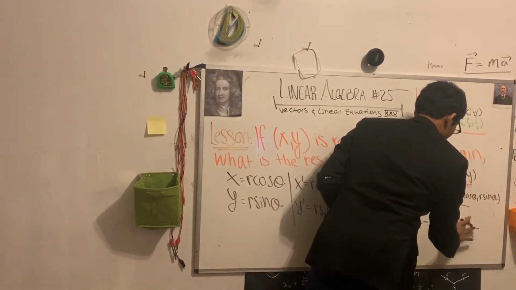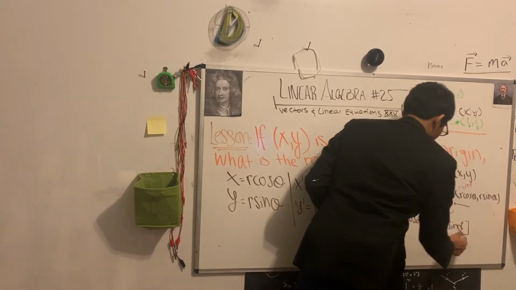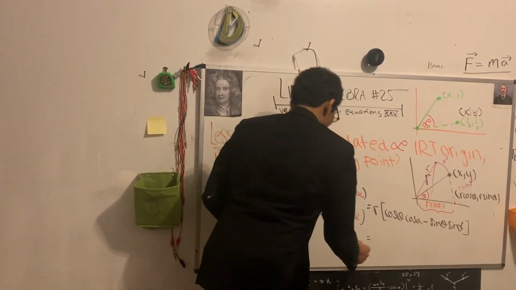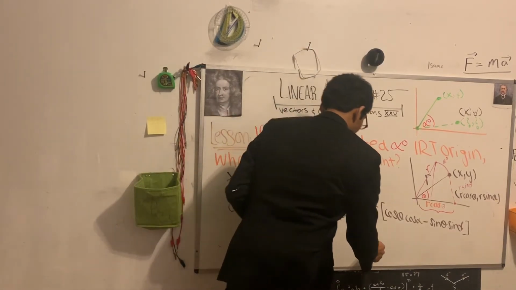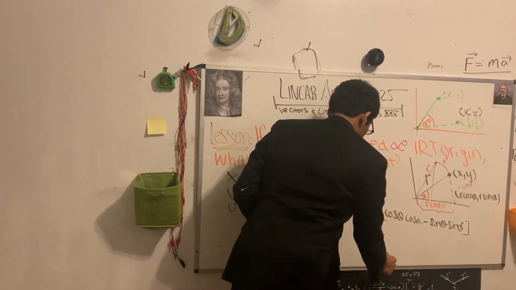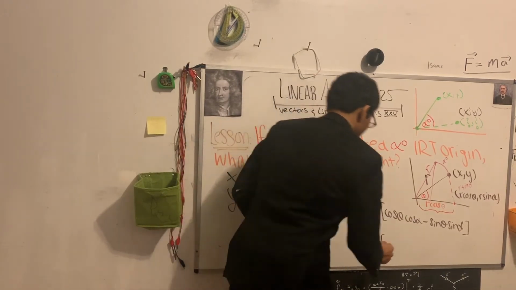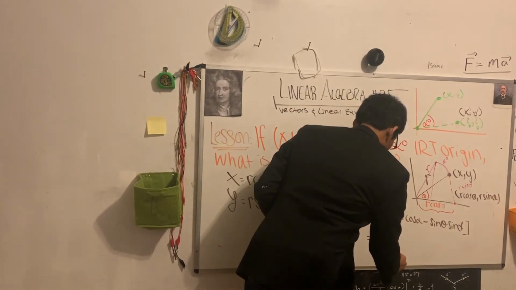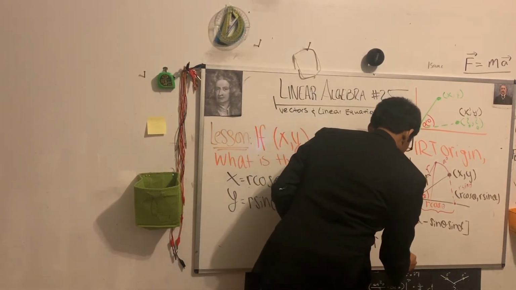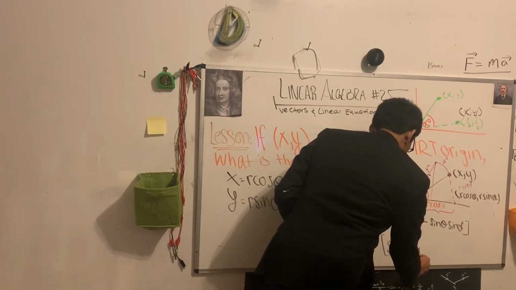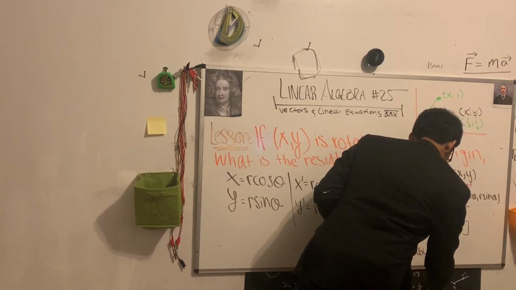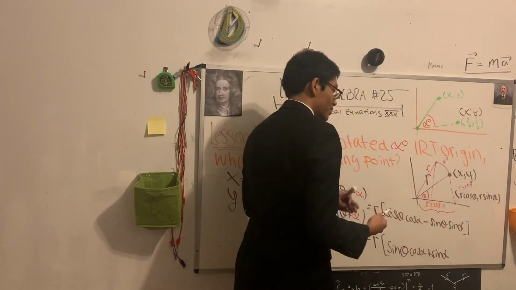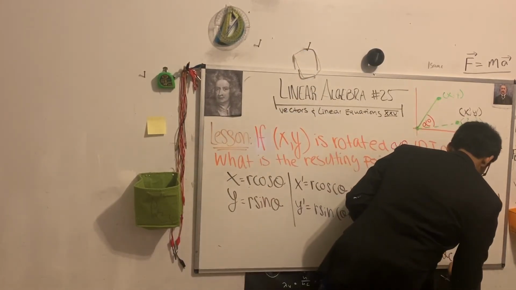But we are not done, right? Why don't we expand our sine of theta plus alpha? So can you please tell me what this will be? It's going to be sine theta cosine alpha plus cosine theta sine alpha. Well, these are just trigonometric identities you should memorize.